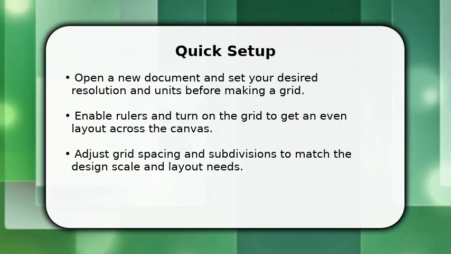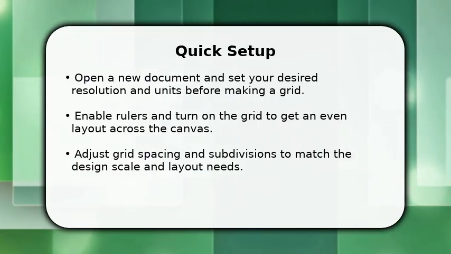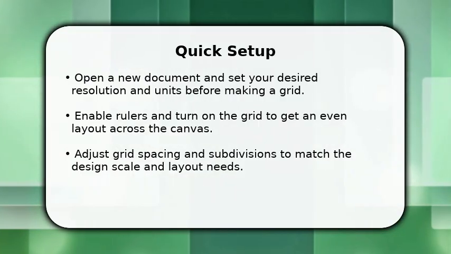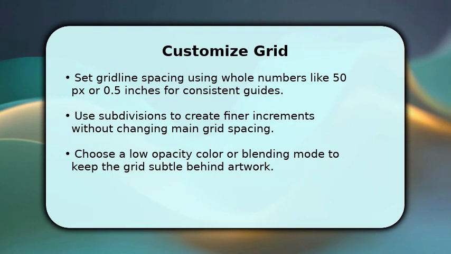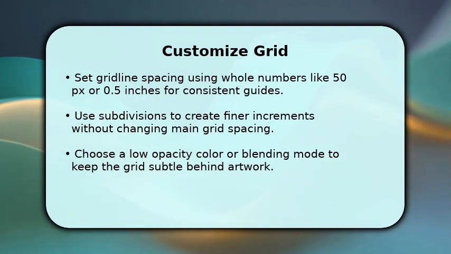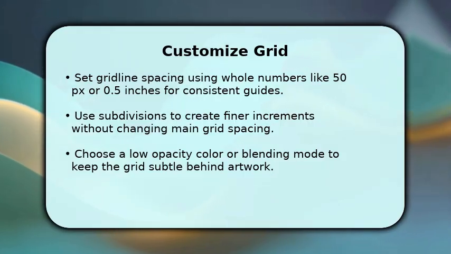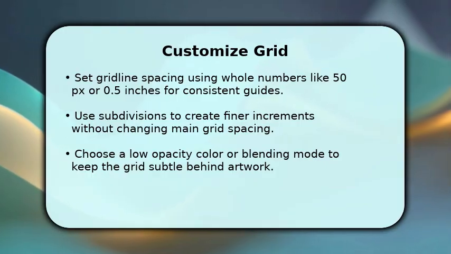Pick a subtle color and low opacity for the grid so it guides without dominating your artwork. Open Preferences and navigate to Guides, Grid, and Slices to fine-tune spacing and subdivisions for your grid. Choose a main grid size such as 50px and set subdivisions to 4 for useful increments.